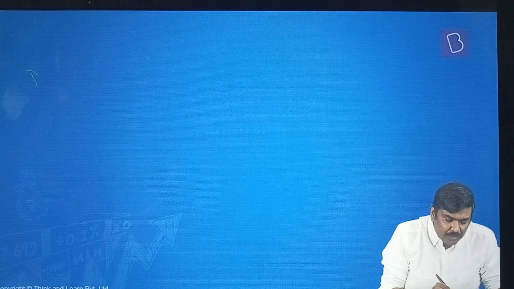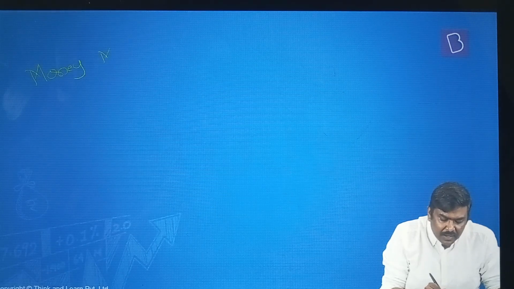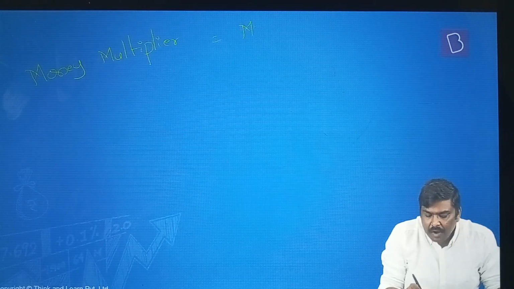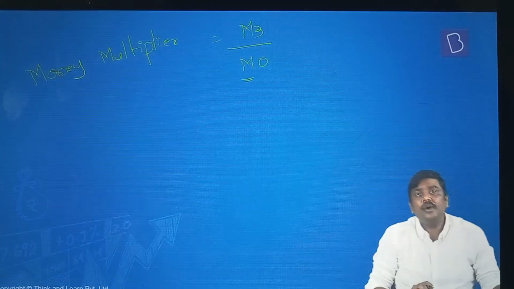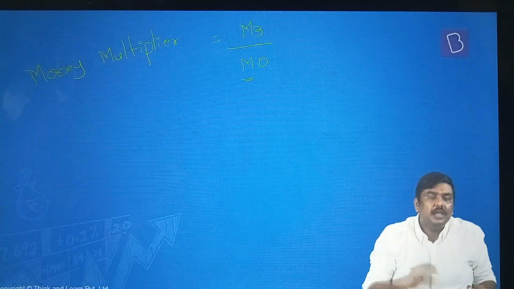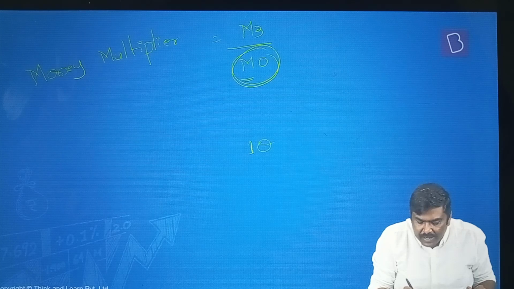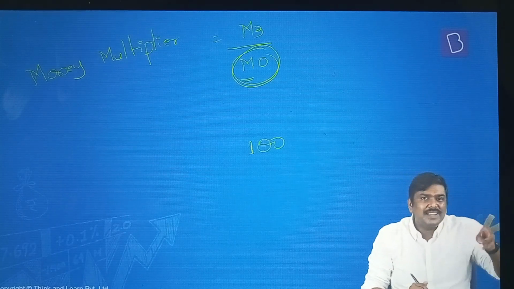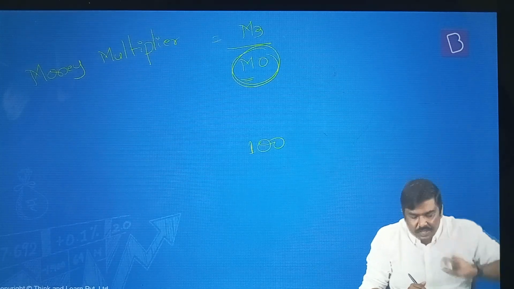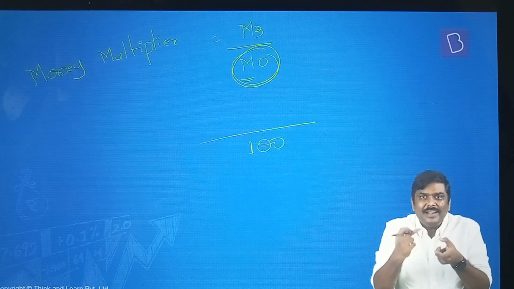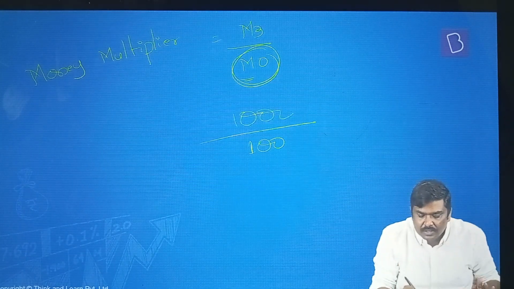And that is the precise reason under the concept of a money multiplier, you will have to remember this. The formulas that are used, have a look at this. Money multiplier is equal to M3 upon M0. What does it represent? Imagine RBI has printed 100 rupees and issued it in the market. And as a result of the money multiplier system or the fractional reserve system, the total amount of credit that is created in the system comes out to be around 1,000 rupees.